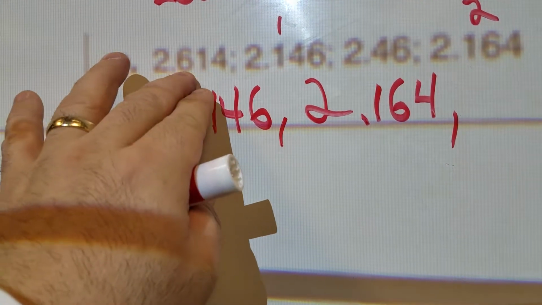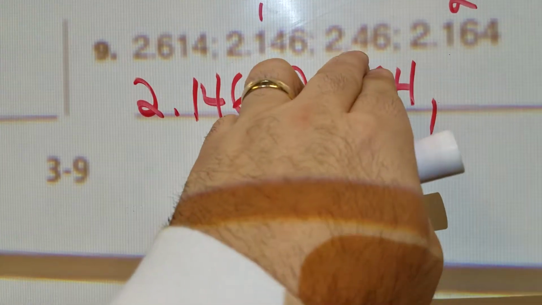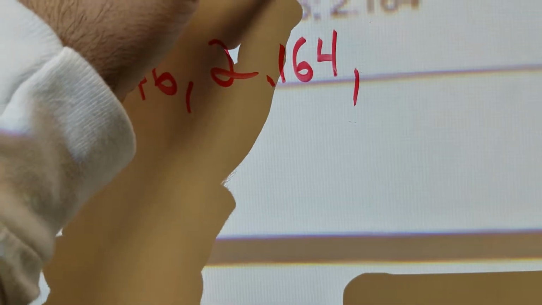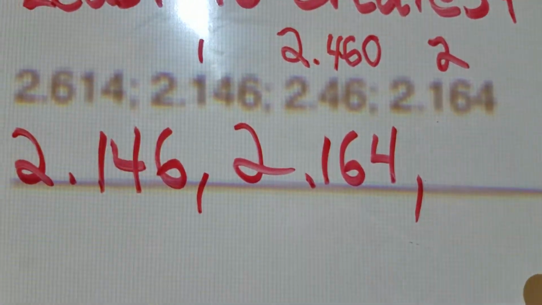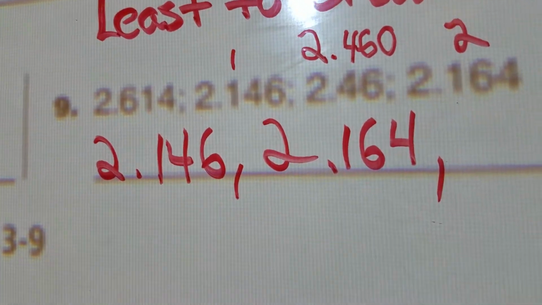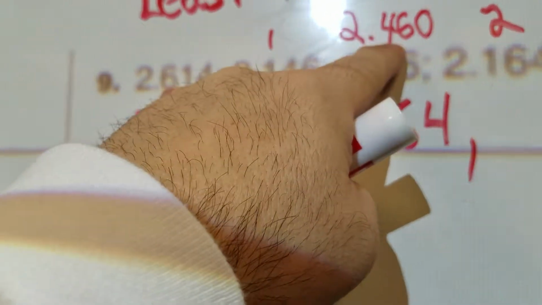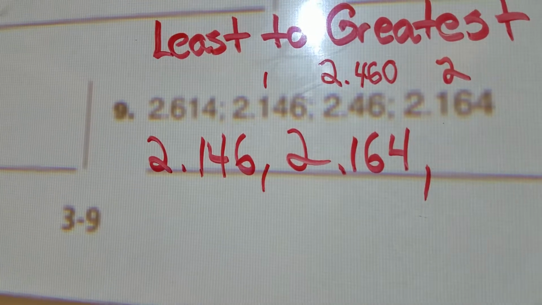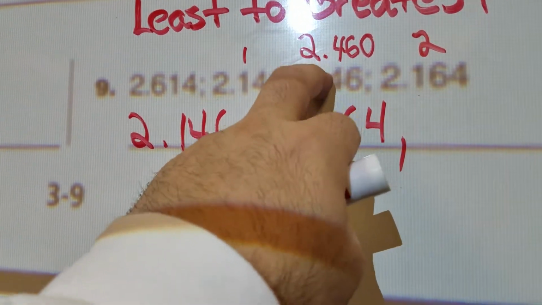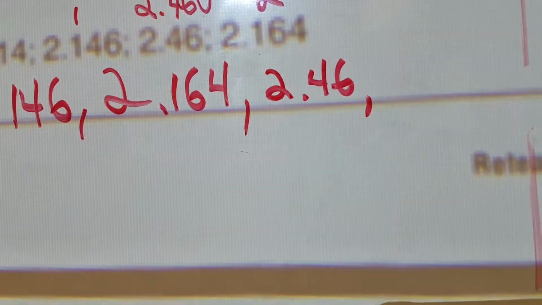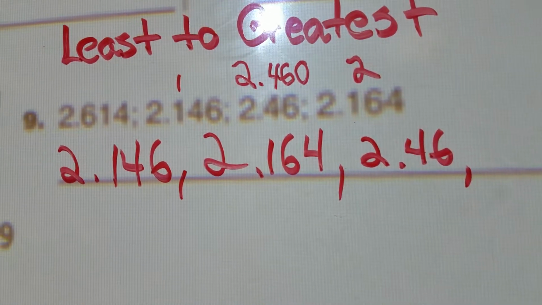I got 2.614 versus 2.46. Well, remember, I want to compare apples to apples, so I'm going to just put a 0 in here so that I can compare the same numbers. Look at the wholes, 2 and 2, that's fine. This one has a 6 and this one has a 4. 6 is greater than 4, so that means this is number 3. This is going to go right here. But I'm going to leave off the 0 because my original problem doesn't have the 0.